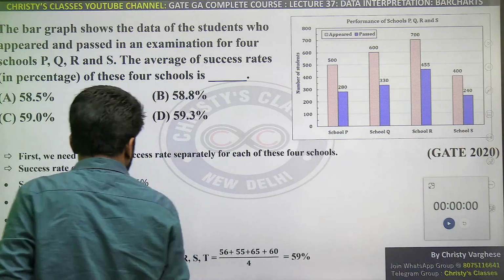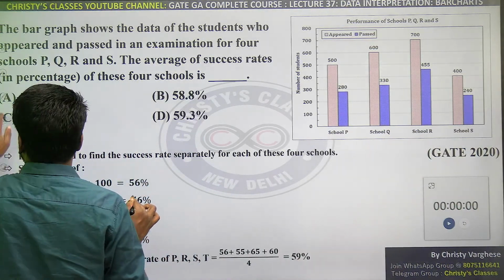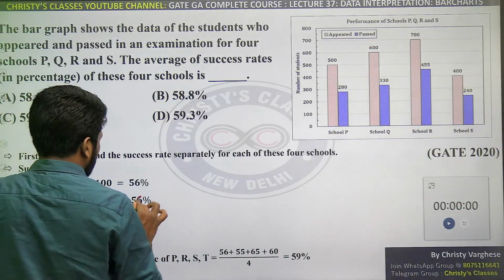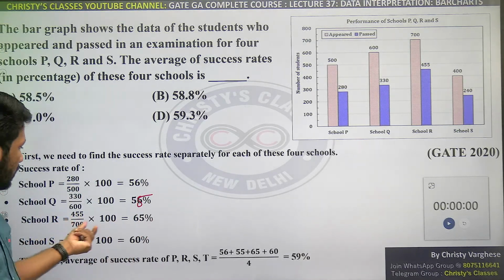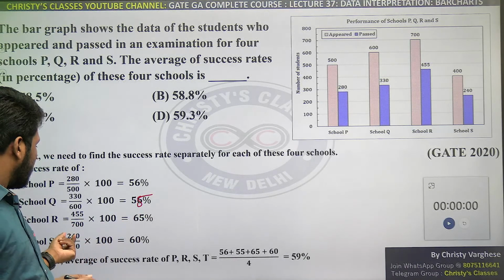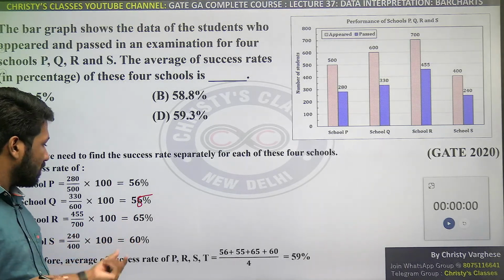Yes, Omkar. This is 55%. A correction is needed. 55%. Yeah, that you can calculate and check. 455 by 700 will be 65% and 240 by 400 will be 60%.